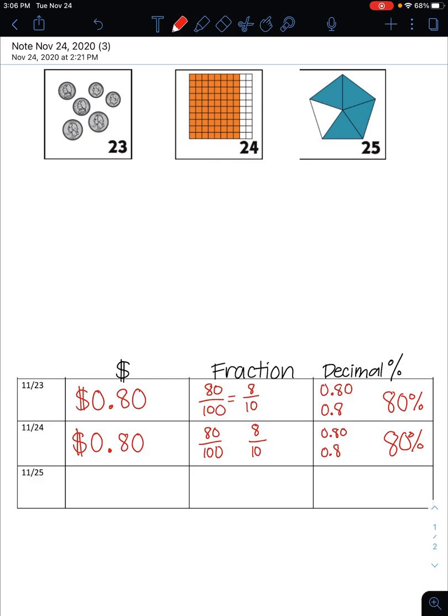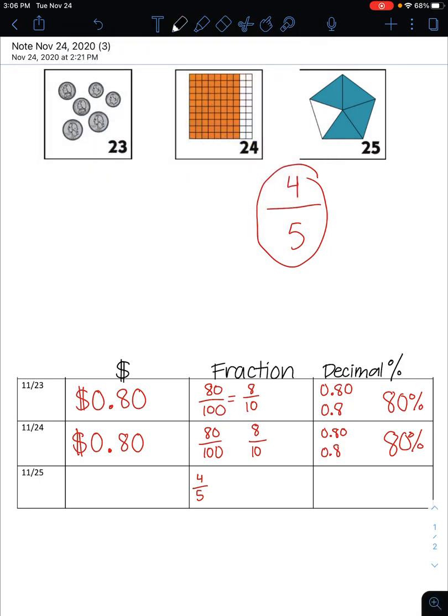I noticed that in this picture there are 1, 2, 3, 4, 5 triangles total, and 4 of them are colored in. This is one of the fractions that I can write for this value, 4/5. At first glance, 4/5 does not seem to match 8/10 or 80/100. However, there is a connection here, and let me show you.